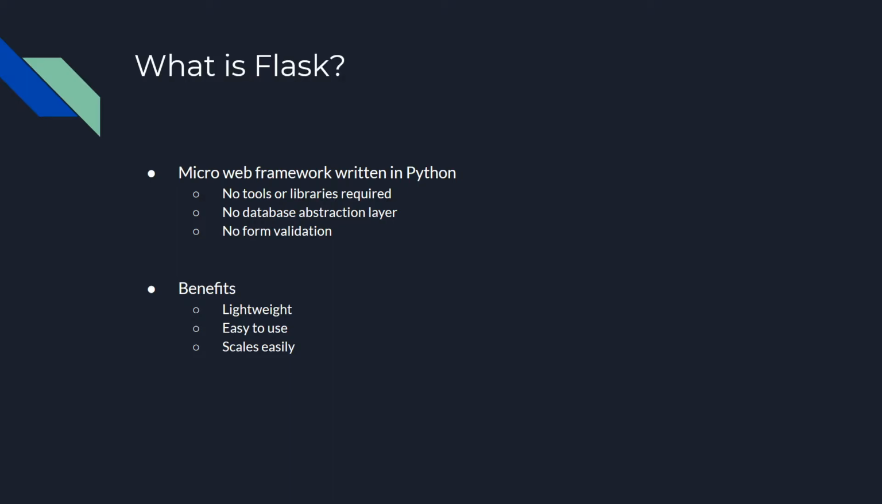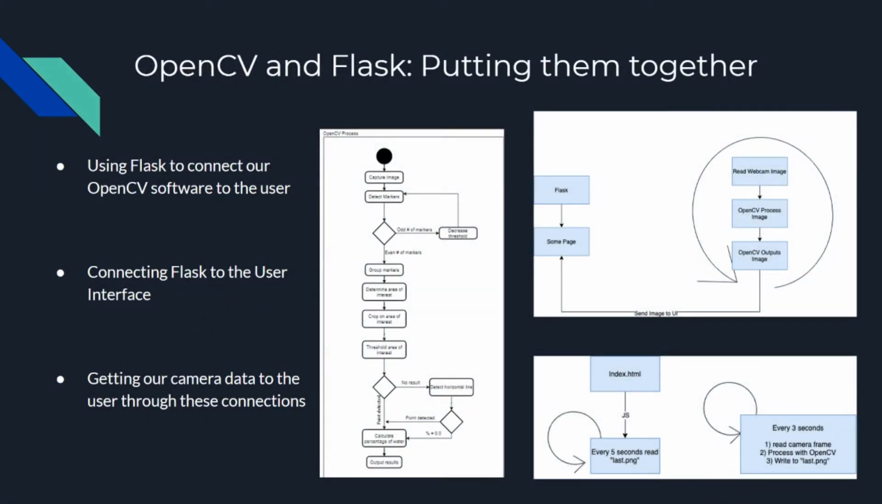So far, we've talked about OpenCV and Flask separately, but now we need to think about how we can put these things together so that the user can read the information. The issue is that OpenCV cannot communicate with the user interface by itself. That is where we use Flask to connect our OpenCV software to the user.